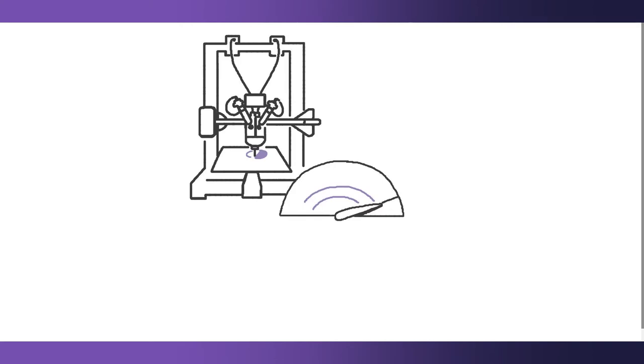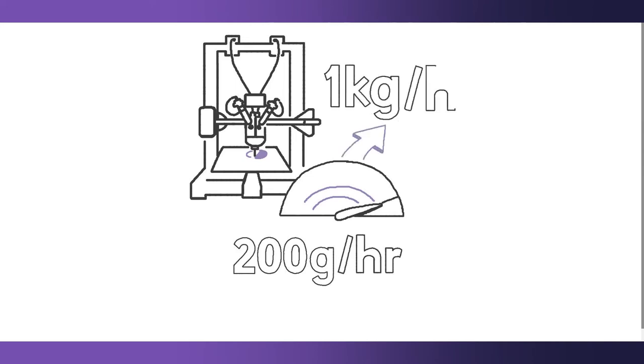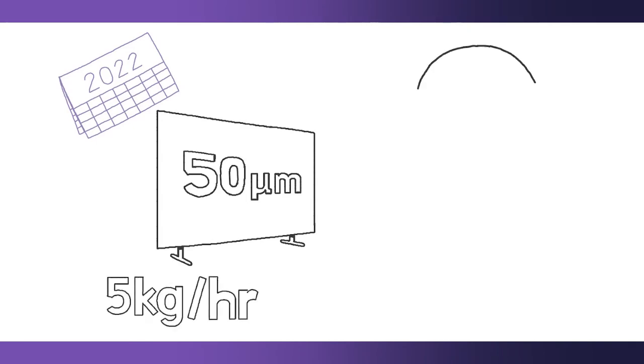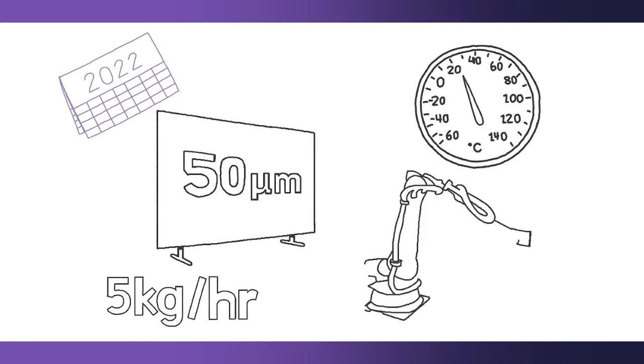Today we are printing parts at 200 grams per hour, with ability to increase to as high as 1 kilogram per hour for large solid parts. Our next generation technology, available in 2022, will permit resolutions of 50 microns and printing speeds as high as 5 kilograms per hour. The printing process is carried out at room temperature, so printing can happen in an open environment, outside of the confines of a printer chamber.